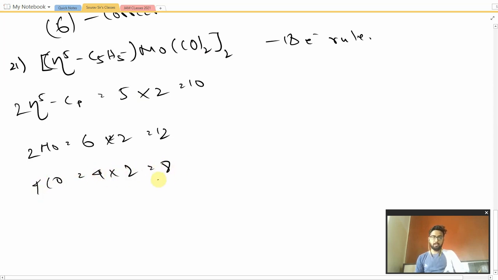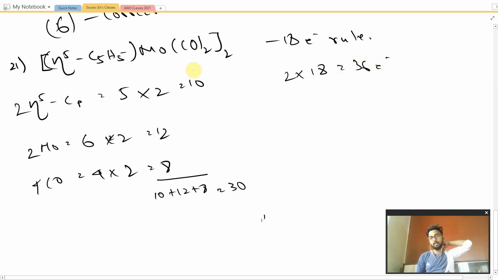Okay, so the total electron contribution from the individual ligands in this complex is given by 10 plus 12 plus 8, which gives 30. As the molecule has two metal ions, we take 2 times the 18 electron rule, which gives 36. So if the whole complex must follow the 18 electron rule, it must have a total of 36 electrons. But we have calculated the total electron contribution from the species to be 30, so 6 electrons are remaining.